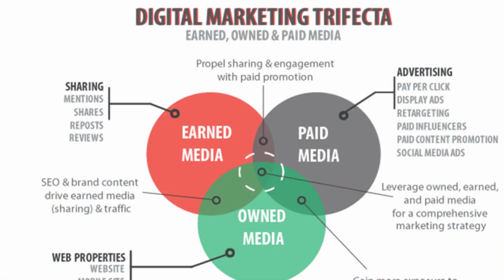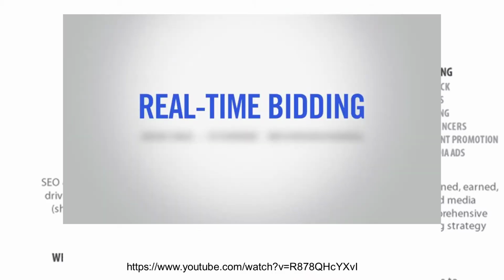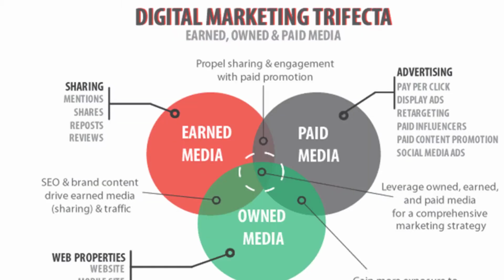what that is. In examining the promotions part of the marketing mix, we know that it can be classified according to earned media, paid media, and owned media. In the digital marketing trifecta, this includes in paid media, which mainly refers to the advertising vehicles such as pay-per-click, display ads, retargeting, paid influencers, paid content promotion, and social media ads.